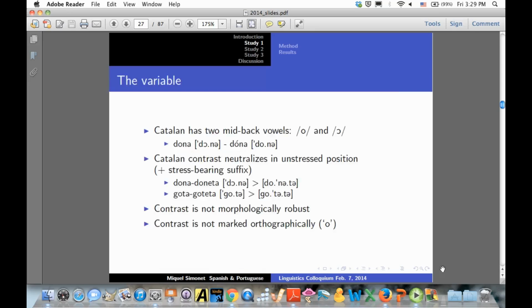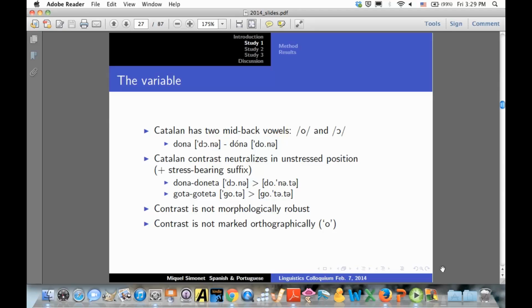So let me tell you a little bit about the system, the Catalan vowel system. First, Catalan has two mid-back vowels, and like in this minimal pair, dona and dona, which is woman, give. And so this contrast actually is involved also in an alternation, and so it's neutralized in some positions, in unstressed positions, so that when you add a stress-bearing suffix to a root, one vowel turns into O, and the other O stays O. For instance, you have gota, gotata, but dona, donata. Okay, so the contrast is not morphologically robust, or morphophonologically robust, whatever, so that one vowel sometimes appears as O in some situations. And the contrast is not marked orthographically.